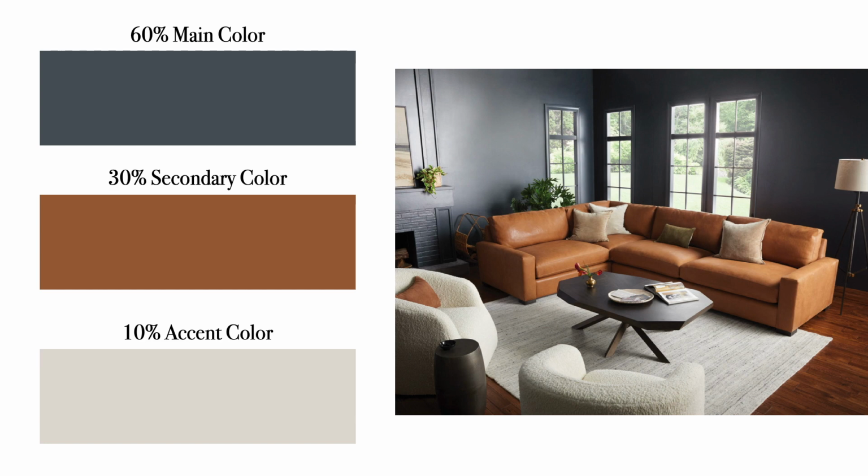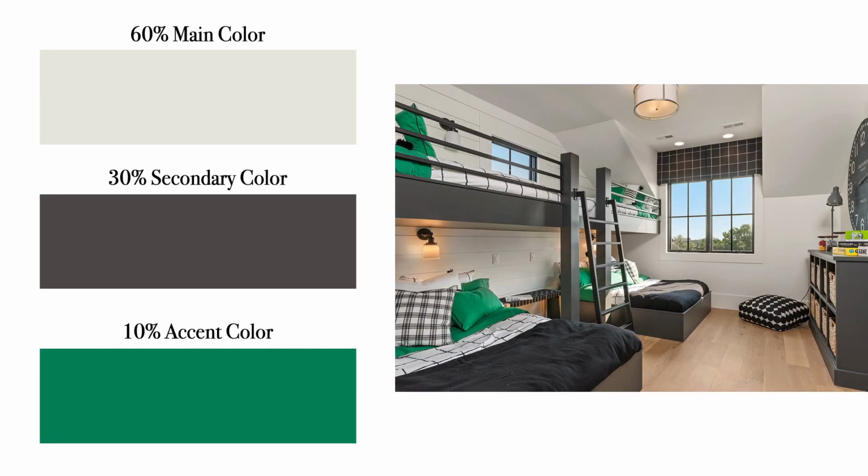Now, the accent color in this room is white, which we see in the rug, the fuzzy accent chairs, the lampshade on the far right side, and even some of the accessories that are on the coffee table. Let's take a look at this cute bunk room.